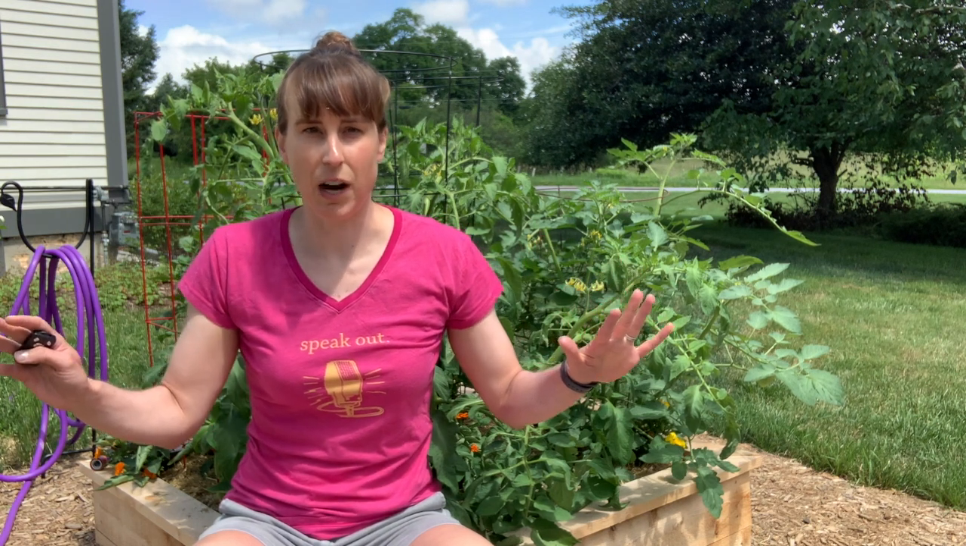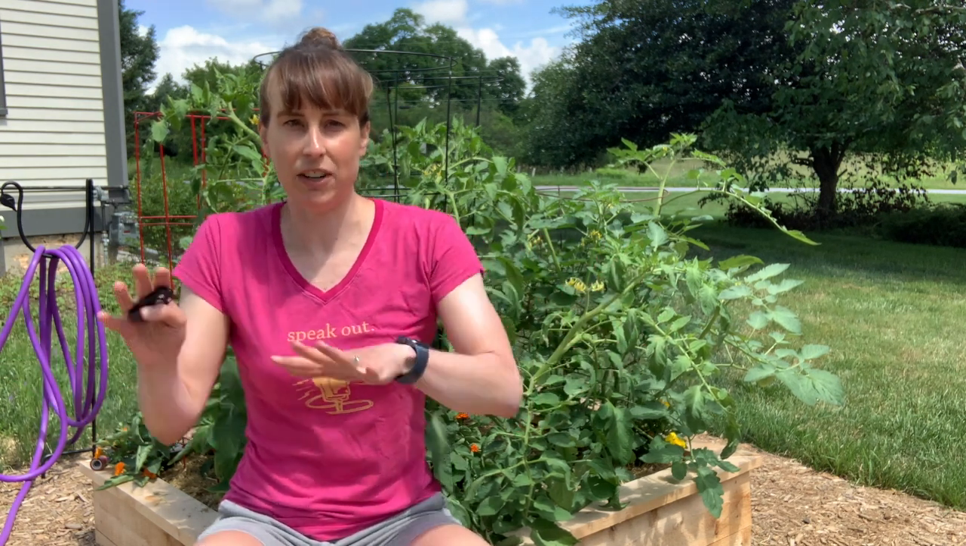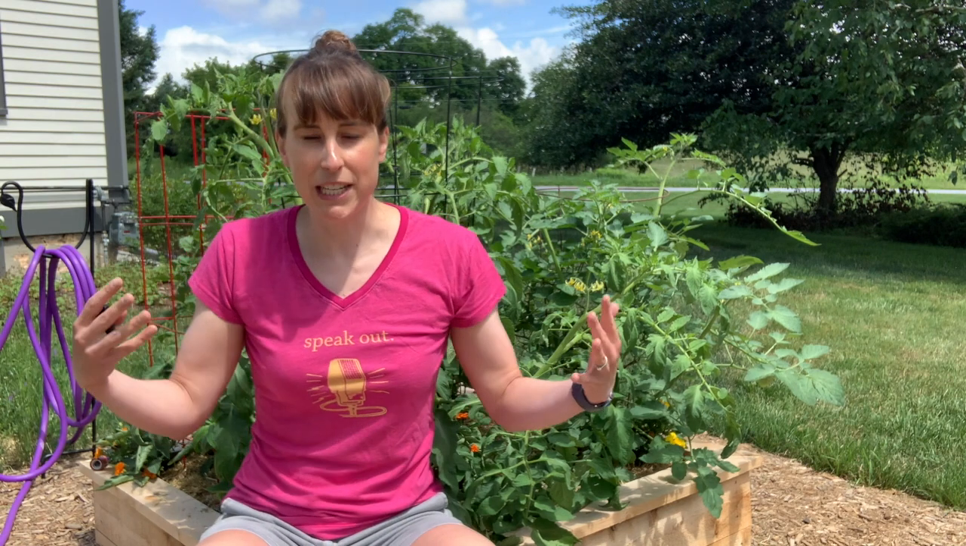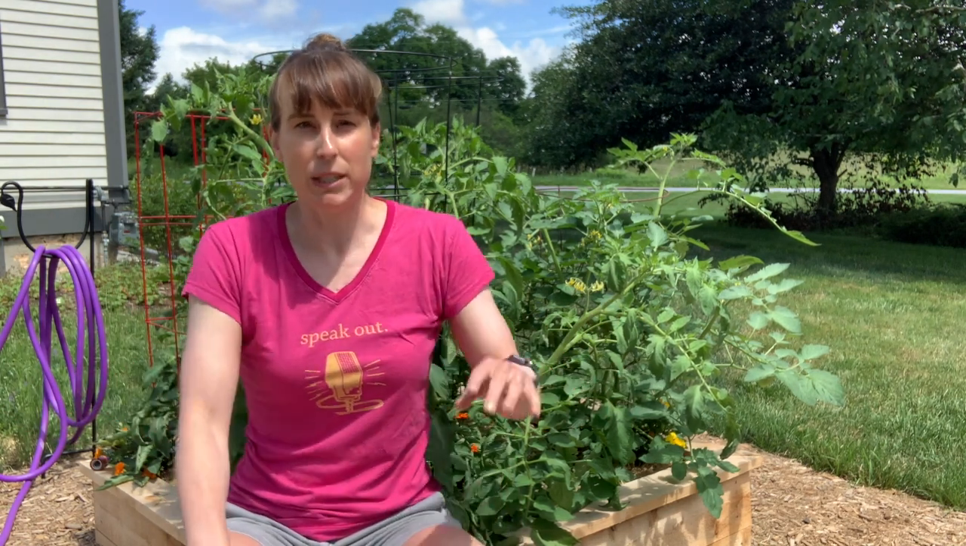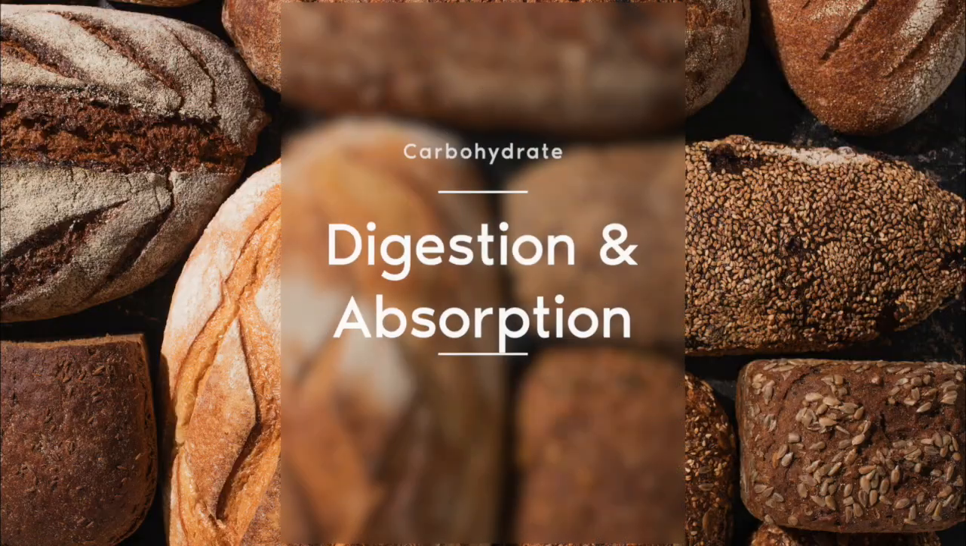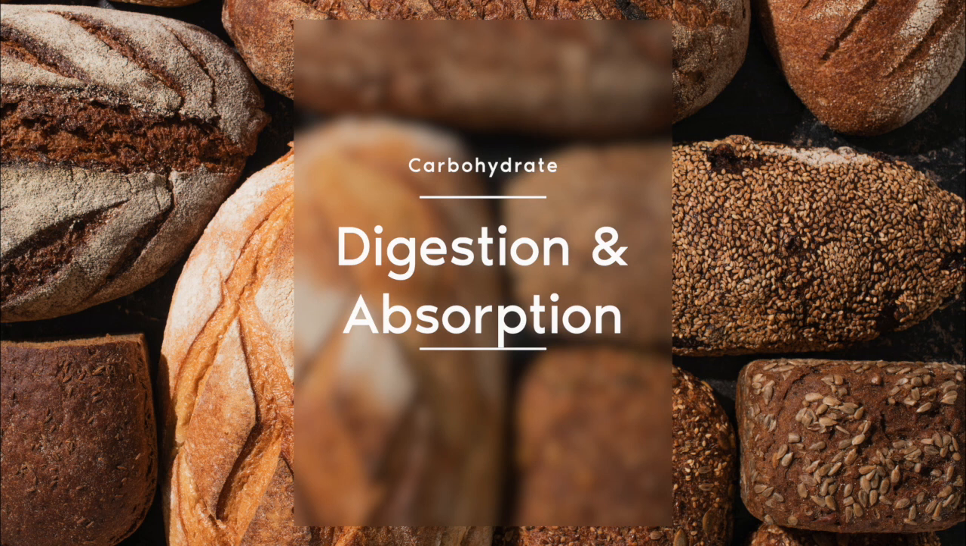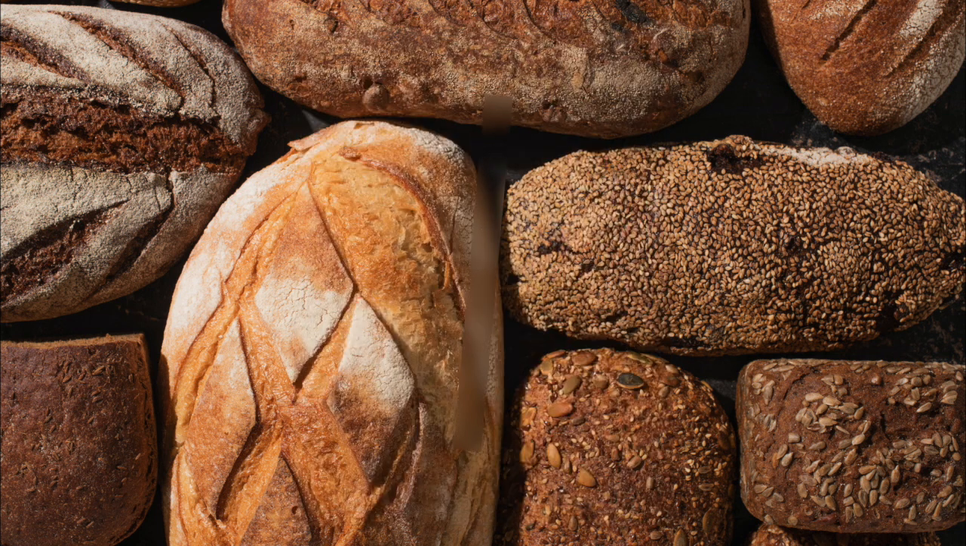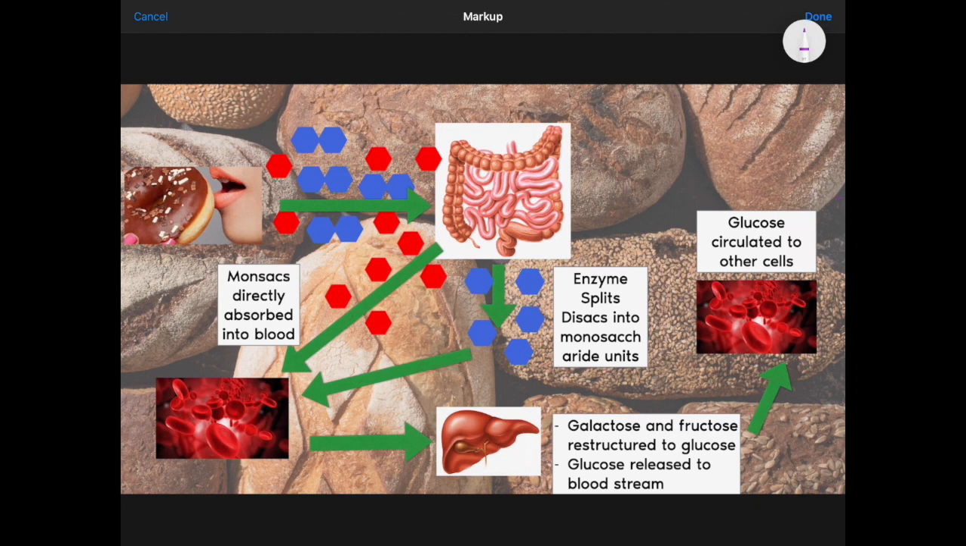Okay, so we know about the 3 different types of carbohydrates, the monosaccharides, the disaccharides, and the polysaccharides, but how do I digest and absorb all of these different types of carbohydrates? We talked a little bit about it in the digestion video, but let's get specific about how carbohydrates are digested and absorbed. Let's talk about digestion and absorption of carbohydrates.